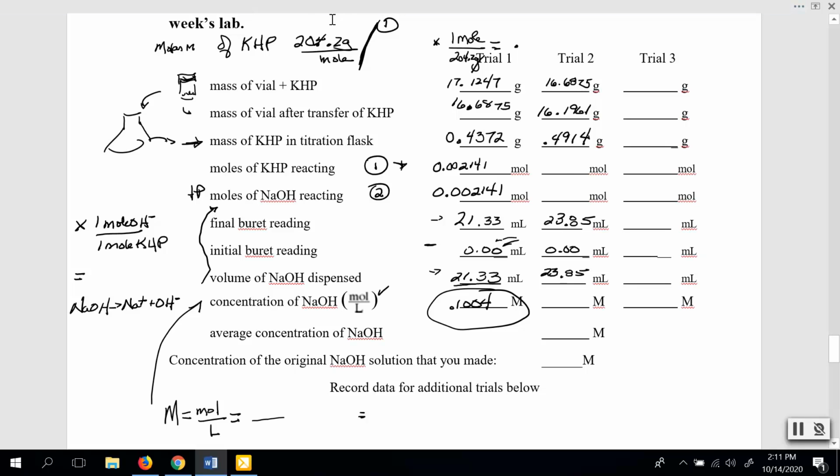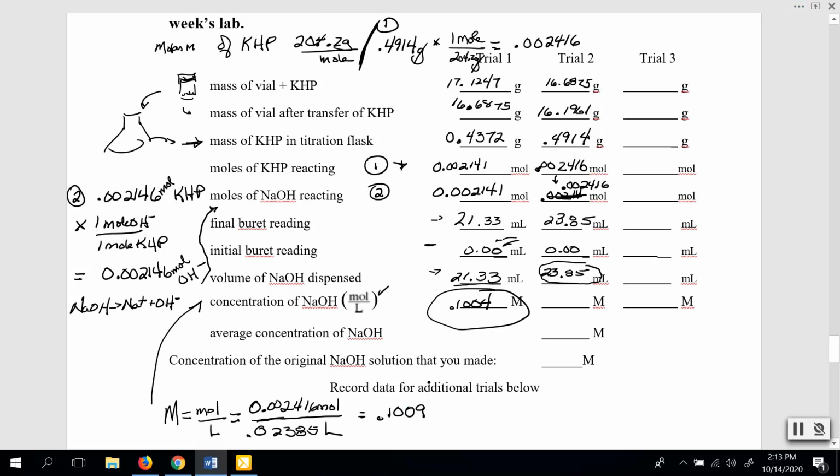So this time, 009. Now, to find the average concentration, I'm just going to put another one in here so we can do this the way you will do it. To find the average concentration, of course, you add all three of your molarities together. You add that all together, and then you're going to divide the answer by 3. And what I end up with is 0.1003 molar.